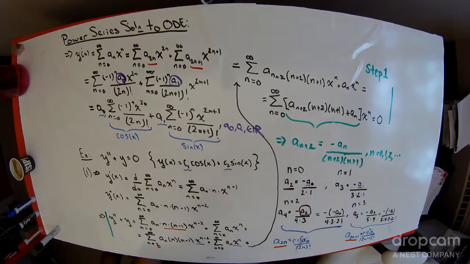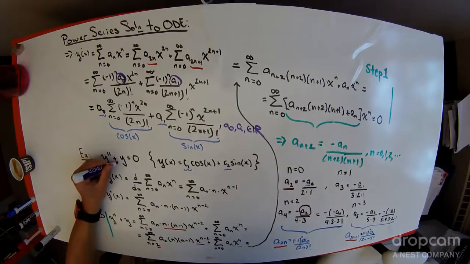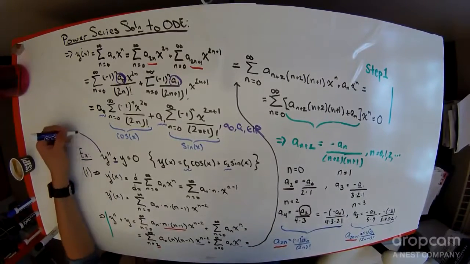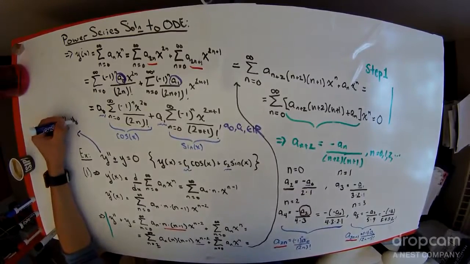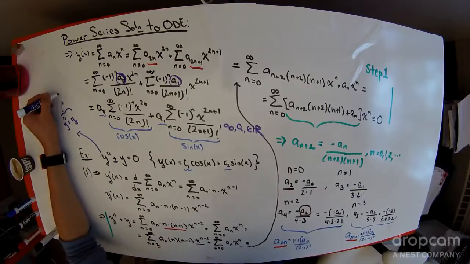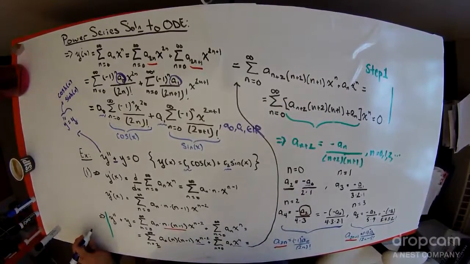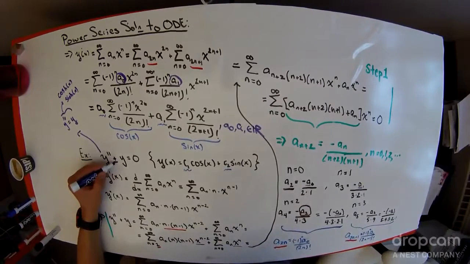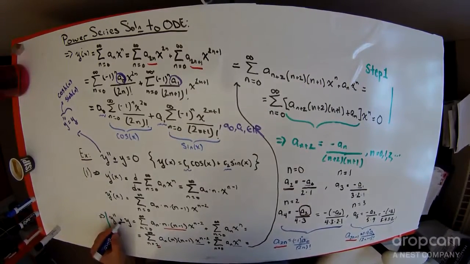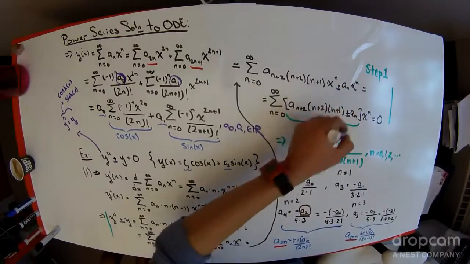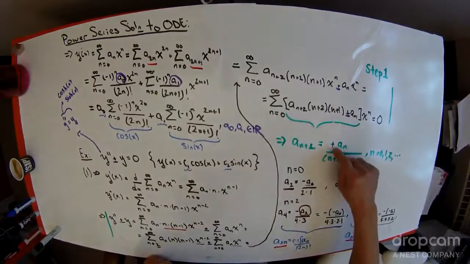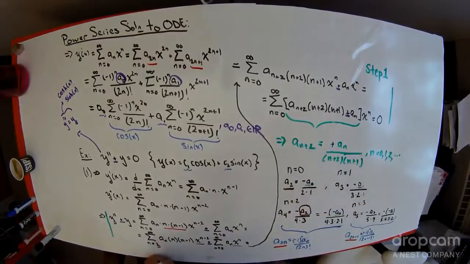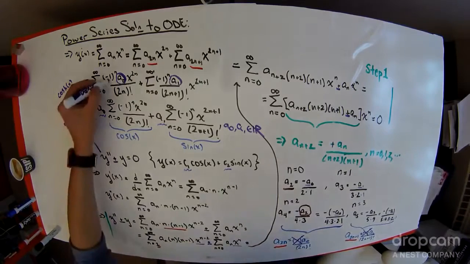An interesting question to ask here is, what happens if this were a negative? If this were a negative, then the problem is y double prime is equal to y. The solutions here are cosh of x and sinh of x, the hyperbolics. If there was a minus here instead of a plus, there'd be a minus here, a minus here, a minus here, a minus here, a minus here, and now a plus right here. Now that there's a plus right here, the signs don't alternate. So this is gone.